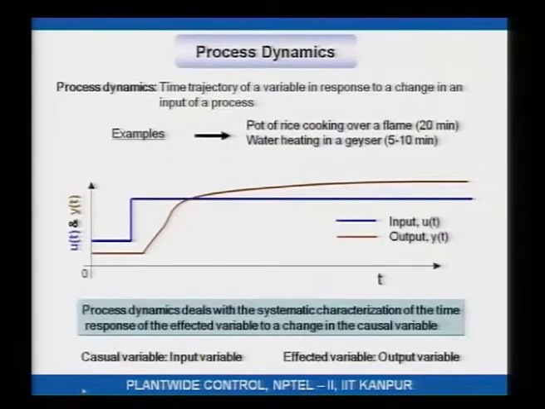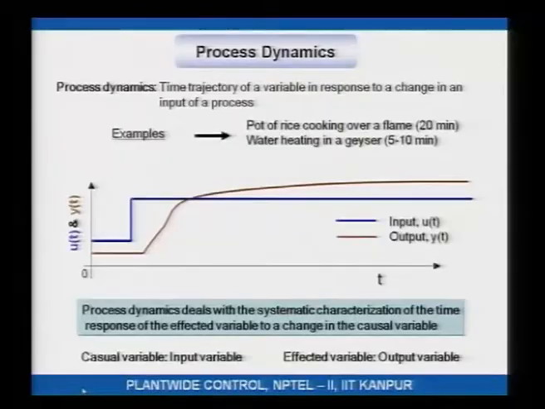Okay. So, essentially process dynamics deals with the systematic characterization of the time response of the affected variable to a change in the causal variable. The affected variable is also sometimes referred to as the output variable. The causal variable is usually referred to as the input variable.